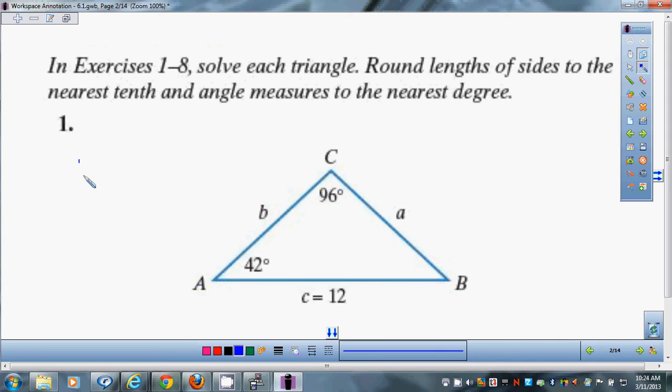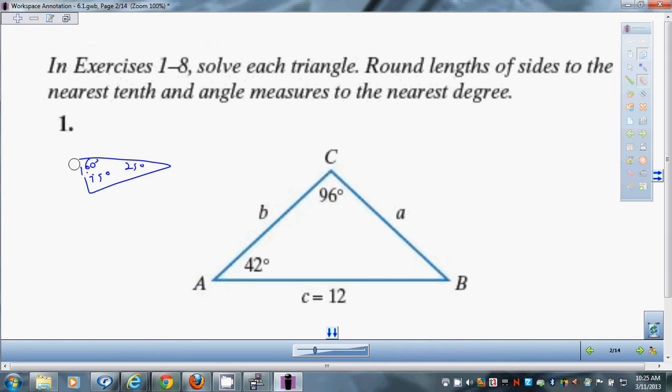So for instance, I'm just going to draw a quick little example. If this was a 95 degree angle, a 25 degree angle, and a 60 degree angle. Now let's call these sides A, B, and C. Which side is going to be the biggest on that triangle? A. Which side is going to be the smallest? Okay, excellent.